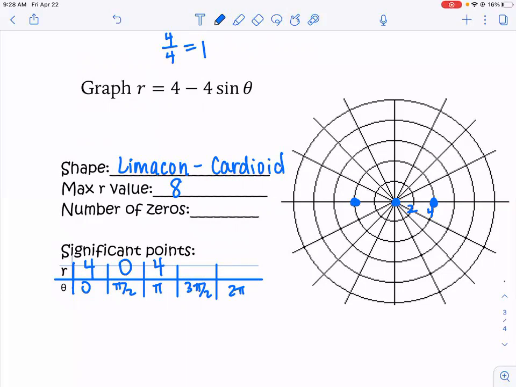When we plug in 3 pi over 2, the sine of 3 pi over 2 is -1. So we have 4 minus 4 times -1. Ooh, we have 8. Is this a triangle? I have 4 points. They look like they're in a triangle. At the pole, we have to come to a corner. Everywhere else is curved.